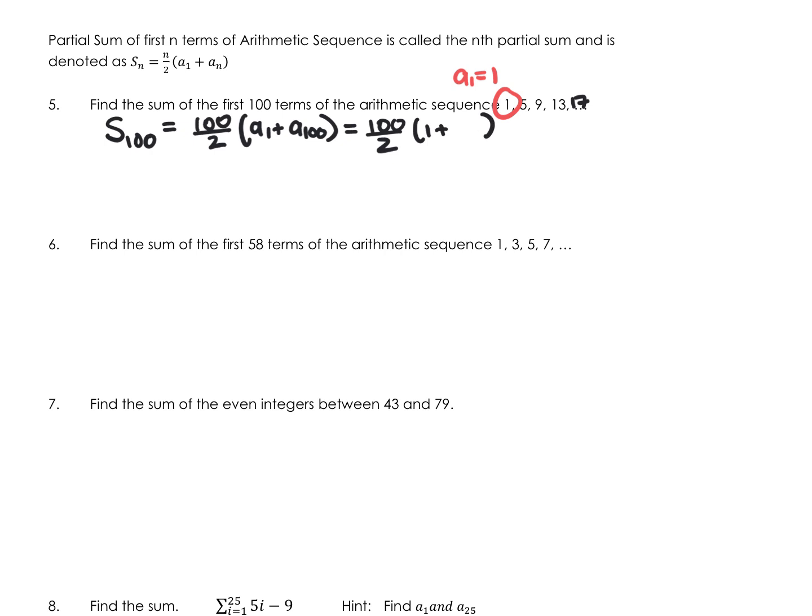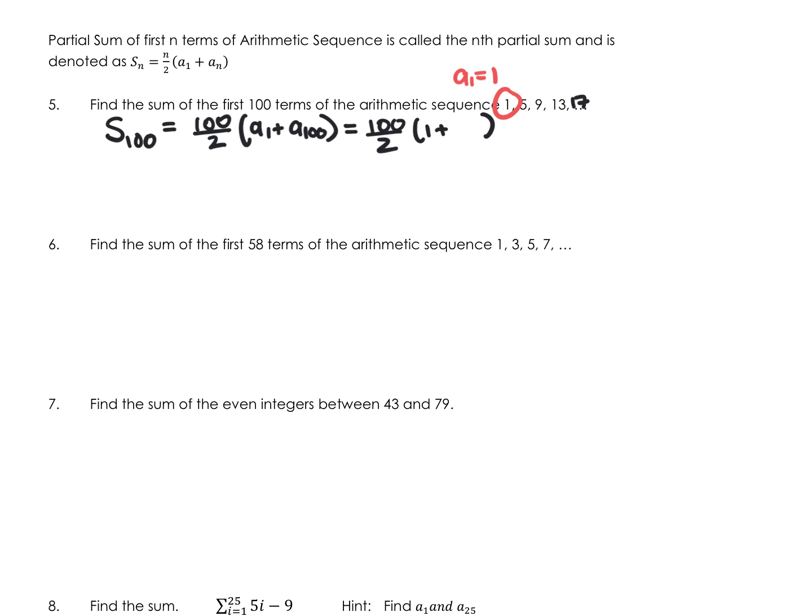No, we don't. They didn't tell us that. So we need to find one more thing before we can calculate the sum of all 100 terms. Well, do you know how to find the 100th term of an arithmetic sequence? Yeah, we did it just on the other page. Didn't we just find any term we wanted with the general formula? Isn't that what this tells us to do? If I want A100, can I use this formula to do that?